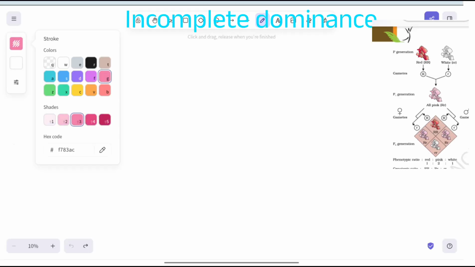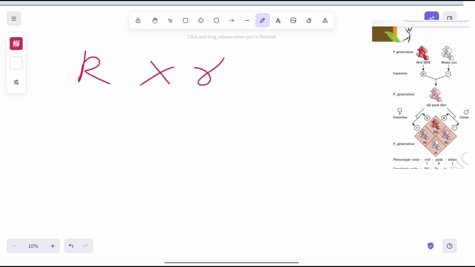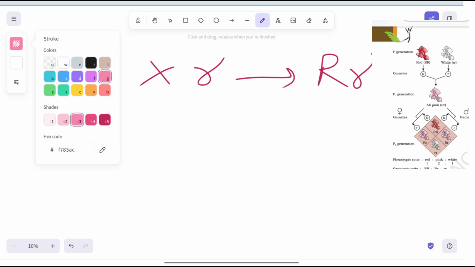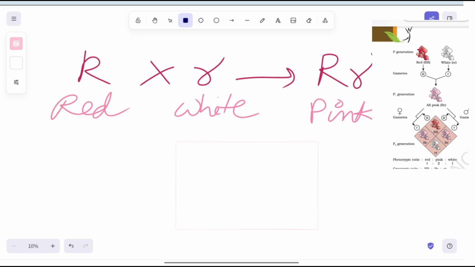That is a blending, like if we cross a red flower with a white flower, we will get a pink flower. That is red homozygous, capital R homozygous. If we cross with the white one, small r homozygous, then we will get the F1 generation, that is all the flowers will be pink in color, that is capital R and small r.